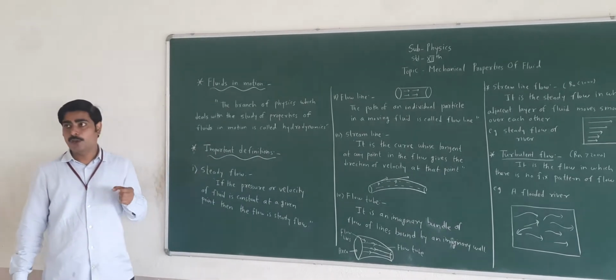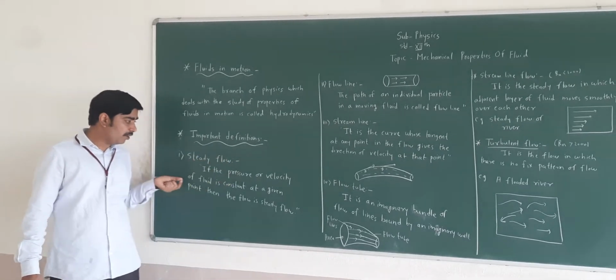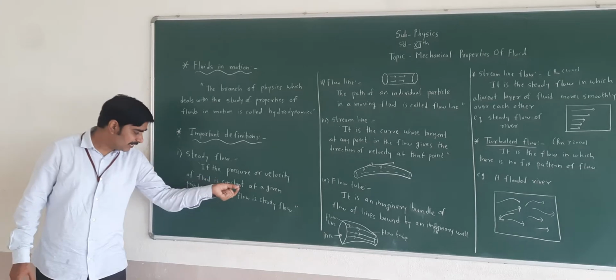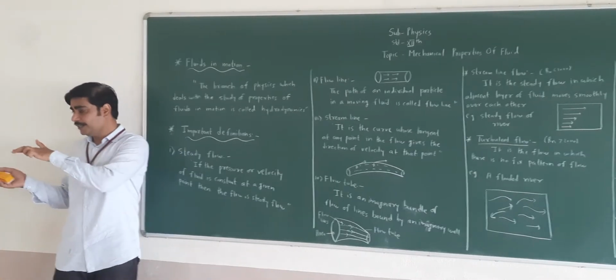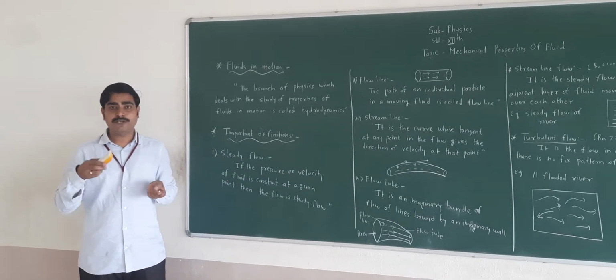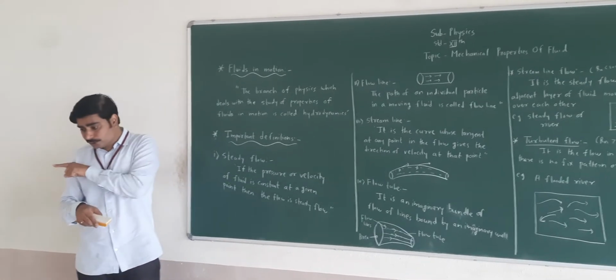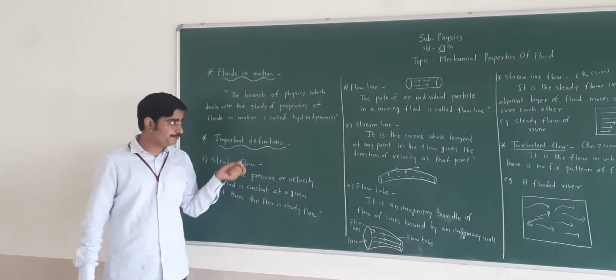Steady flow. What is the meaning of the steady flow? If the pressure or velocity of the fluid is constant at a given point, then the flow is known as steady flow. So if the liquid is moving in a given tube, and if its pressure and velocity is constant throughout the total motion, then the flow is known as the steady flow.